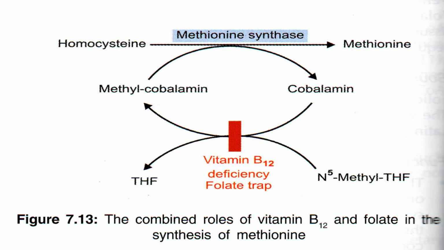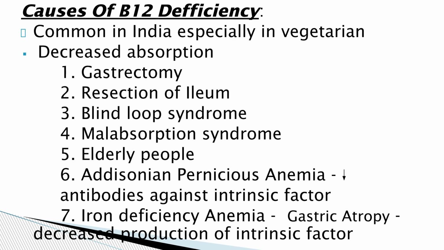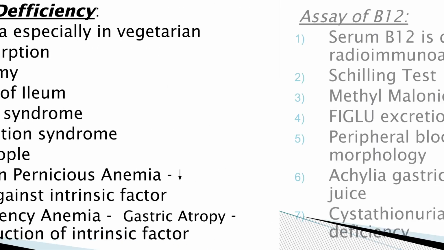Causes include gastrectomy, resection of ileum, blind loop syndrome, and malabsorption syndrome. Other causes of B12 deficiency include elderly people and Addisonian pernicious anemia, where antibodies attack the intrinsic factor. Iron deficiency anemia can also lead to B12 deficiency through gastric atrophy, reducing intrinsic factor production.